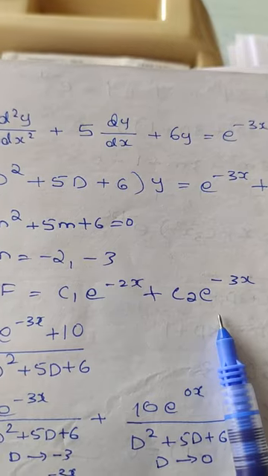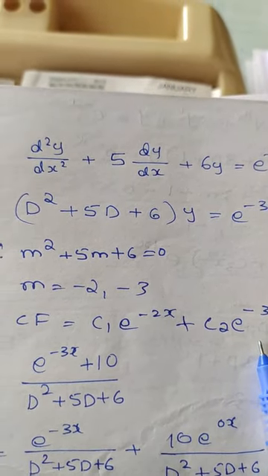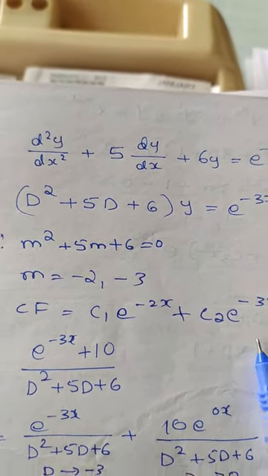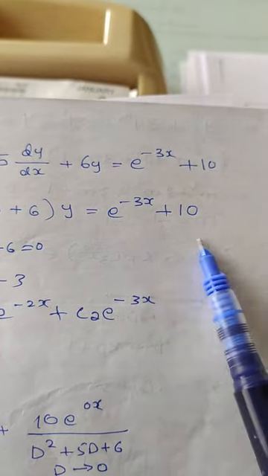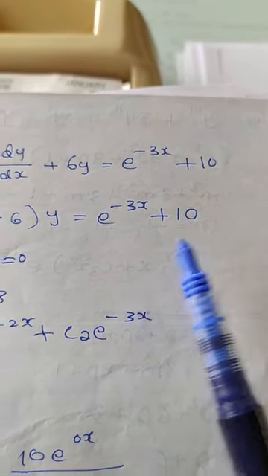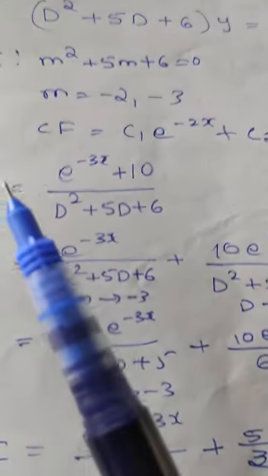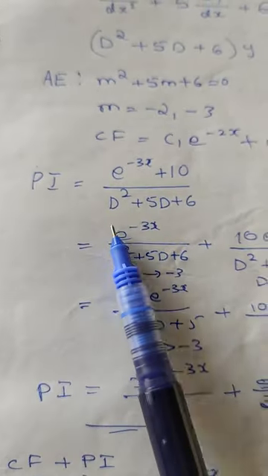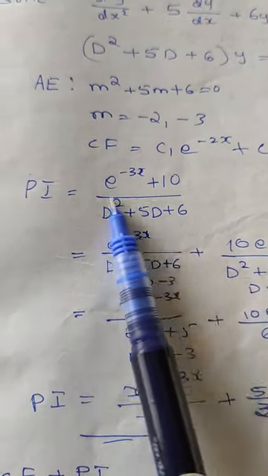Write the CF. Already I explained how to find the CF in different cases. Now come to PI. Here you have exponential e power minus 3x and a constant term. There are two terms: e power minus 3x plus 10, divided by D square plus 5D plus 6. This is your polynomial operator.